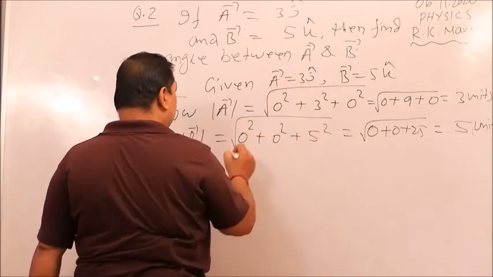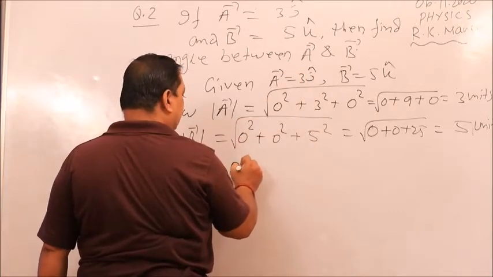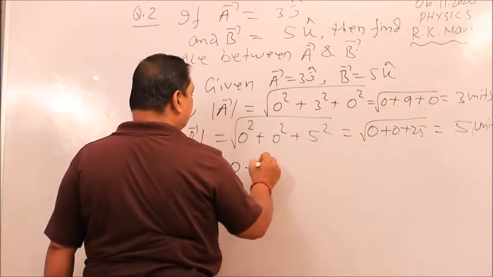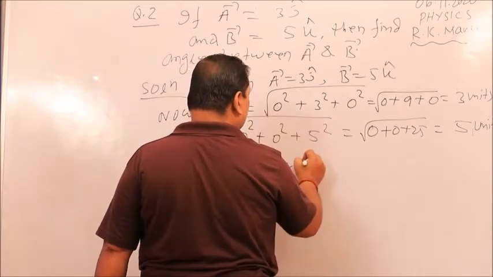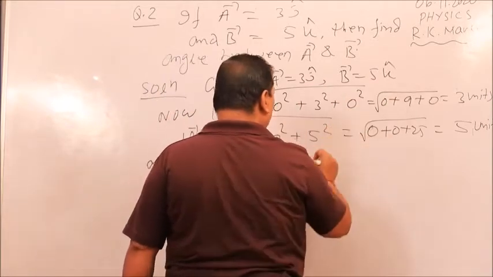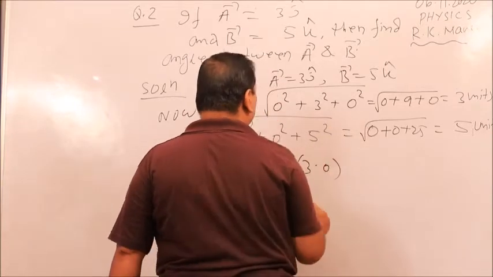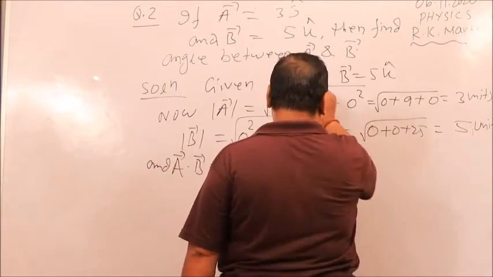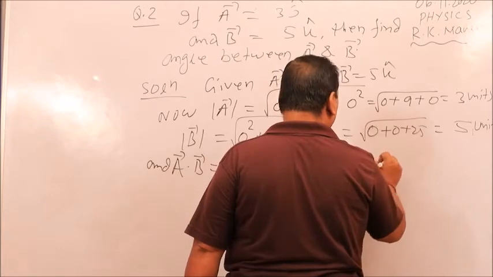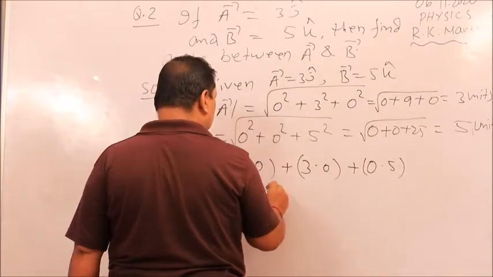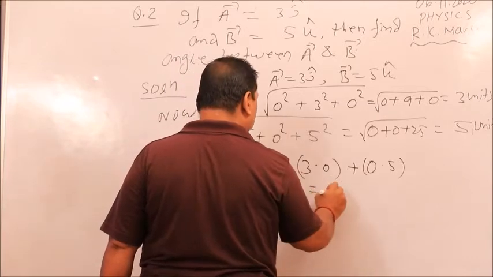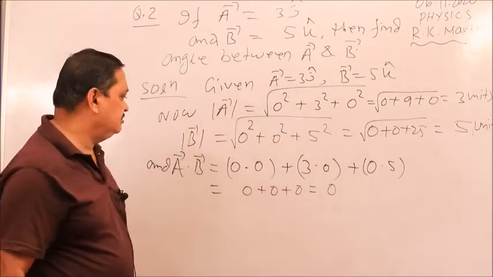Here the coefficient of i cap is 0, and for B also 0. Here the coefficient of j cap is 3, but for B the coefficient of j cap is 0. For vector A the coefficient of k cap is 0, but for B it is 5. So finally 0, 0, 0. So the dot product A dot B is 0.